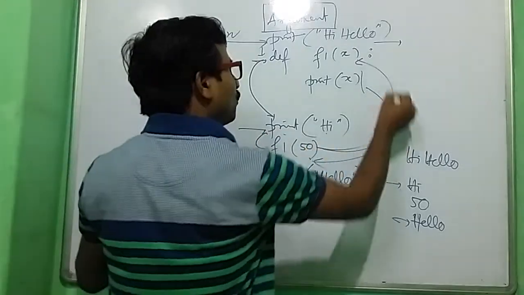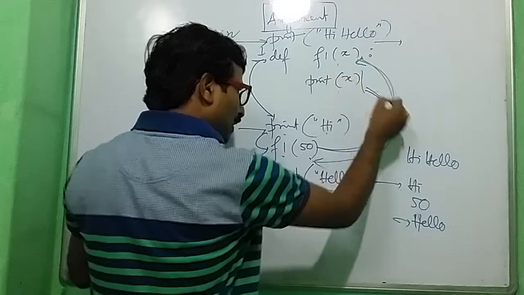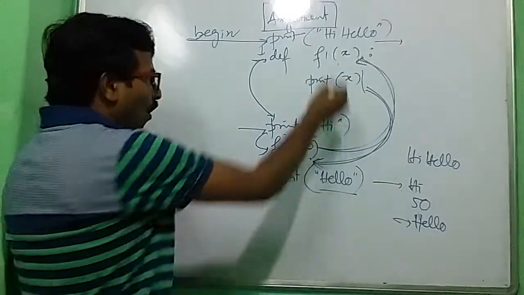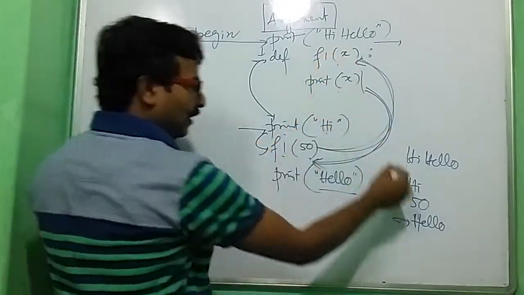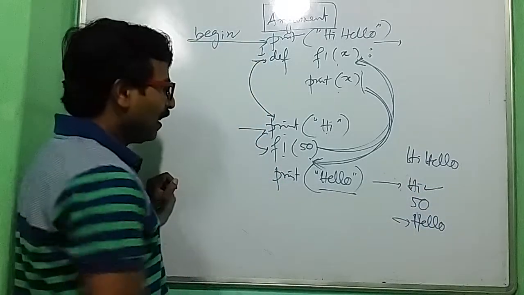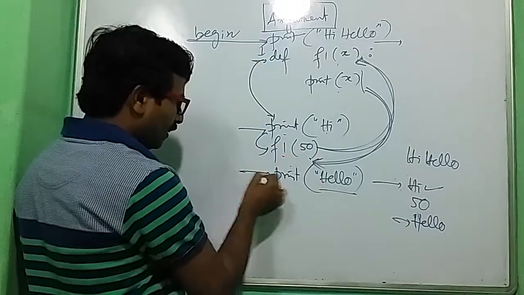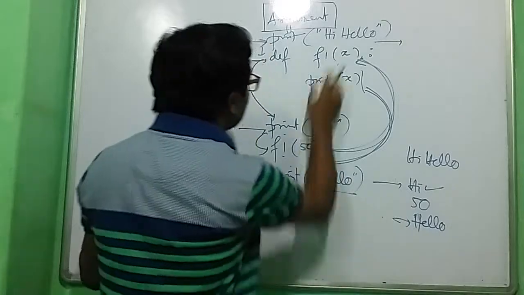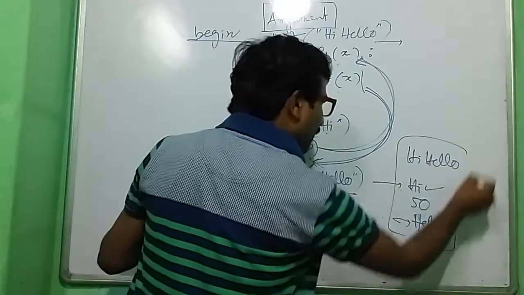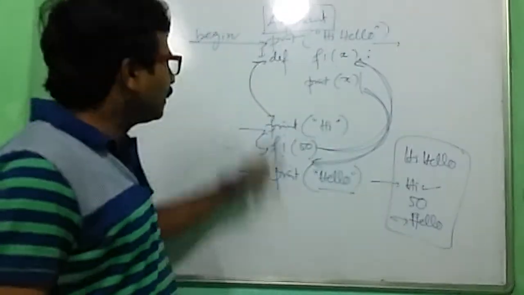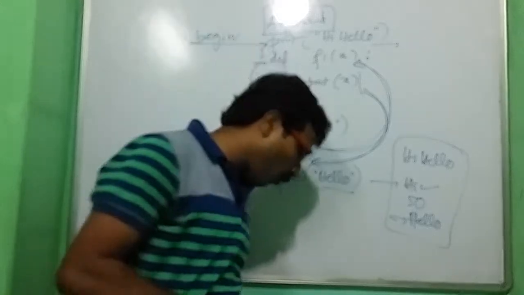So when it is called, it will go over here, it will execute and then it will come back. On execution of the f1 function, it will print hi, and once this execution is over, the last line hello will be printed. So in this case, the output will be this one. This is basically how we can call a function.